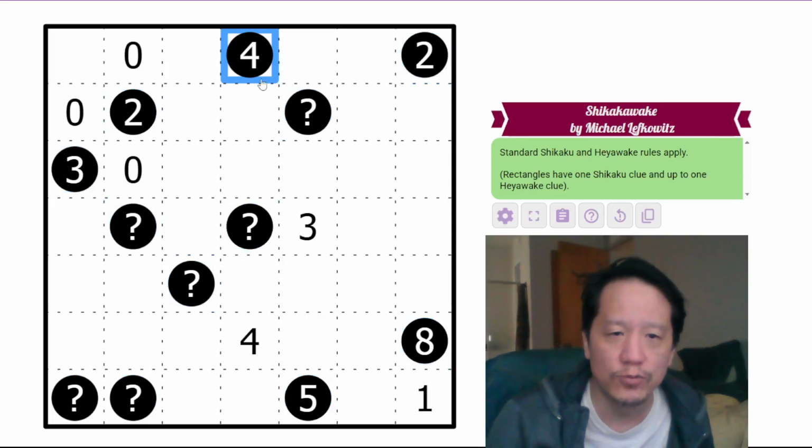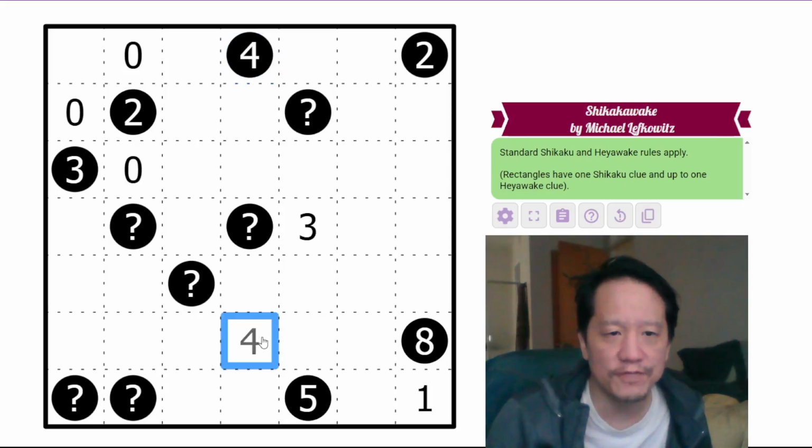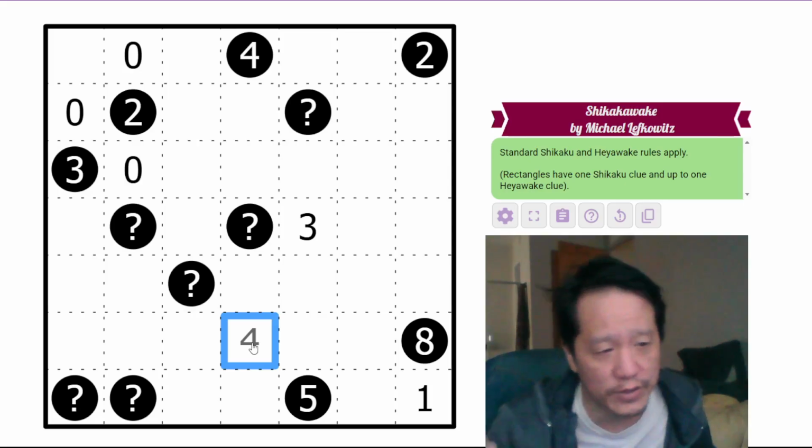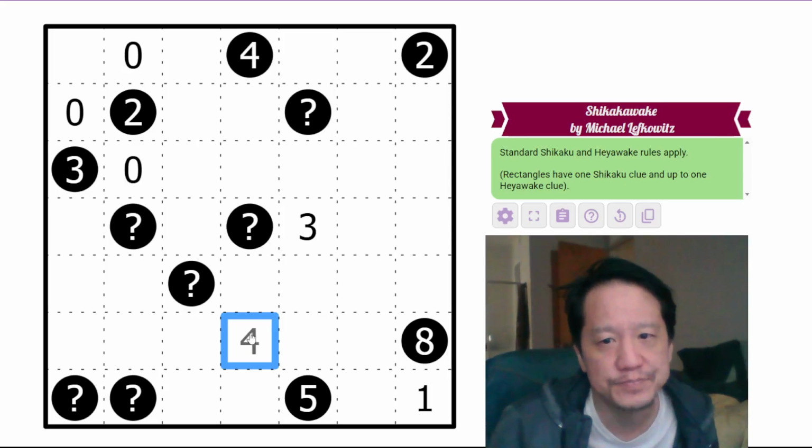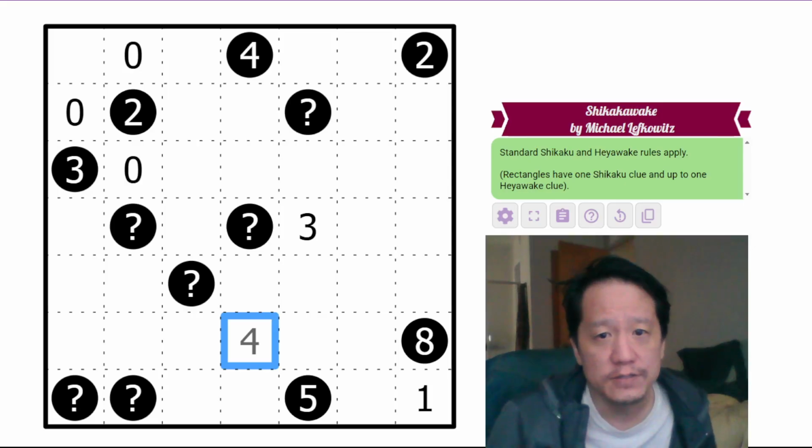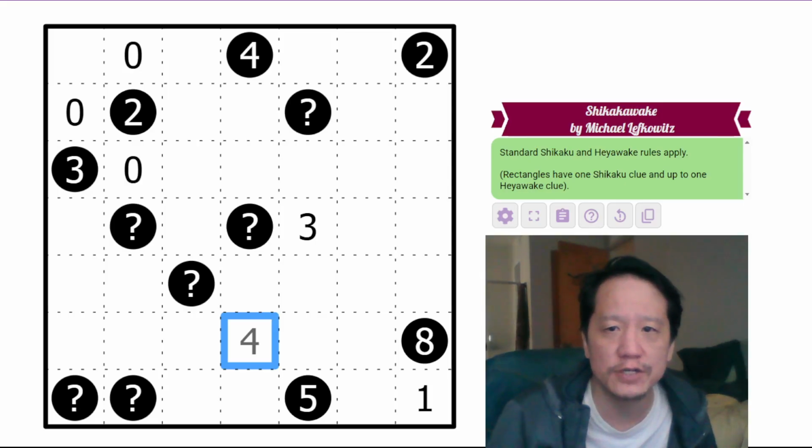Remember, every rectangle in this grid must have a Shikaku clue. And if the room has a Heiawake clue in it, that's how many shaded cells there are in that rectangle. And those are all the rules. If you'd like to play along, there's going to be a link in the description. And now, I'm going to get started.